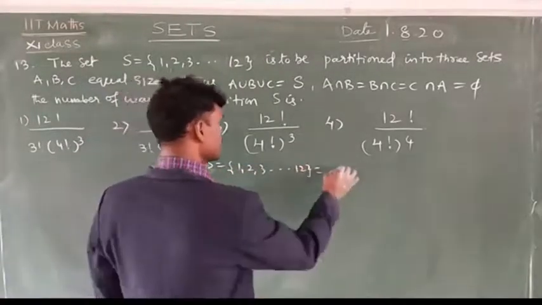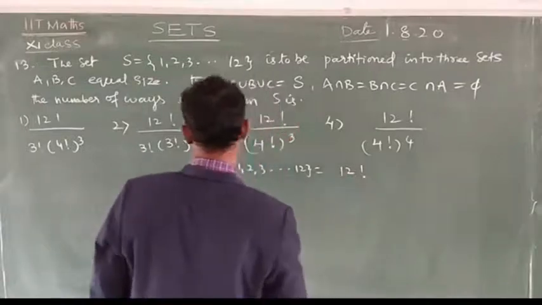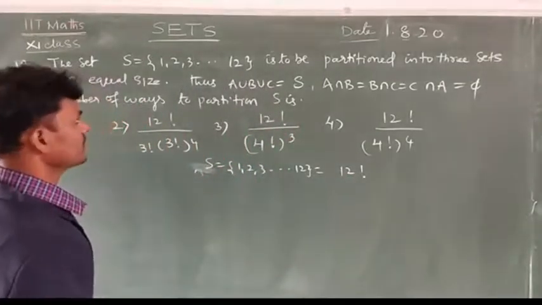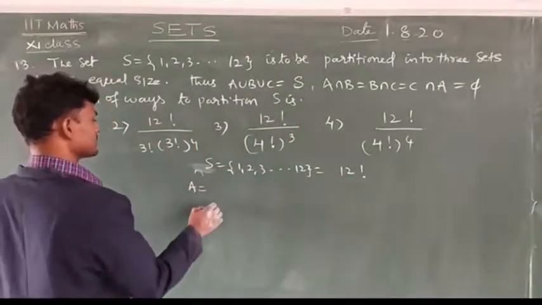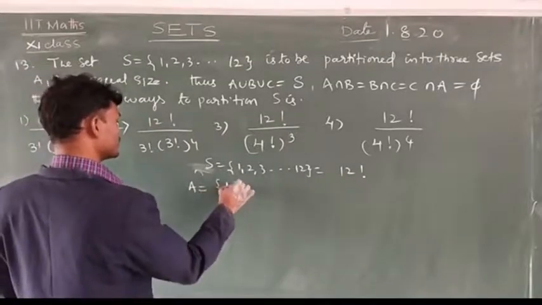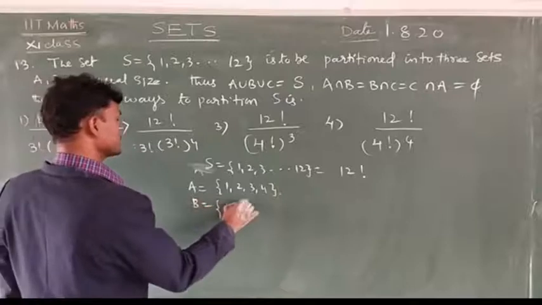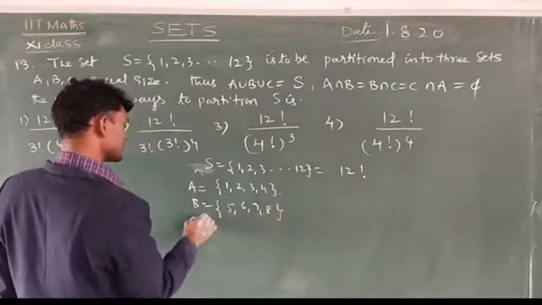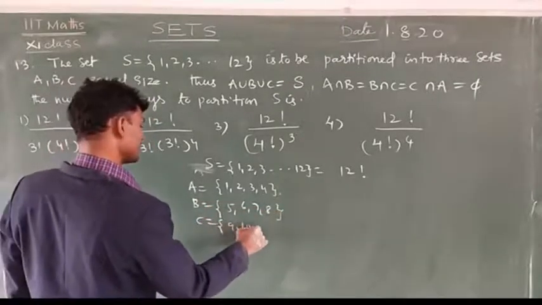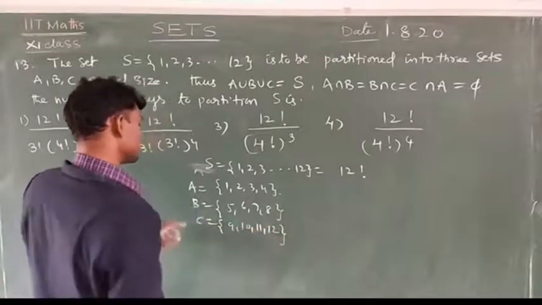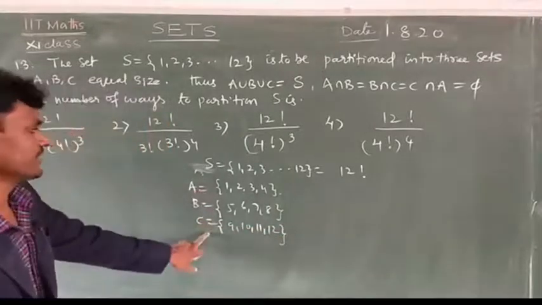12 elements can be arranged 12 ways, 12 factorial. Next one is here A, B, C. Here 3 different sets. A is equal to the set of 1, 2, 3, 4 you can take, and B is equal to 5, 6, 7, 8. Next C is equal to 9, 10, 11, 12. See here, this is one way.